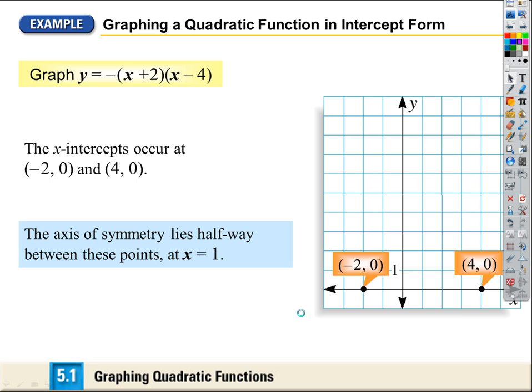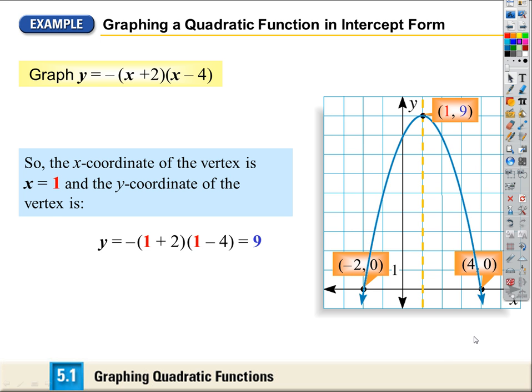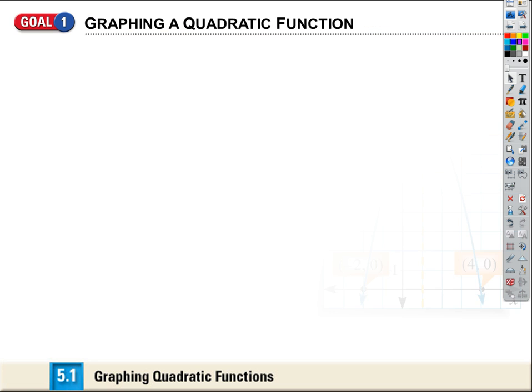So plug 1 in for x. And if I plug 1 in for x, I get -3 times -3 is +9. Right? So my coordinates of the vertex then are +1, +9, and it opens down through those 2 points. Done. Does that make sense? Okay.